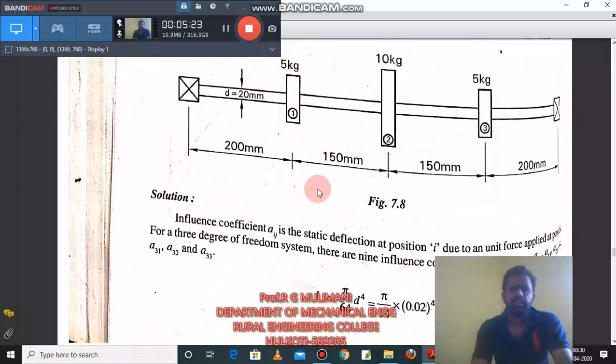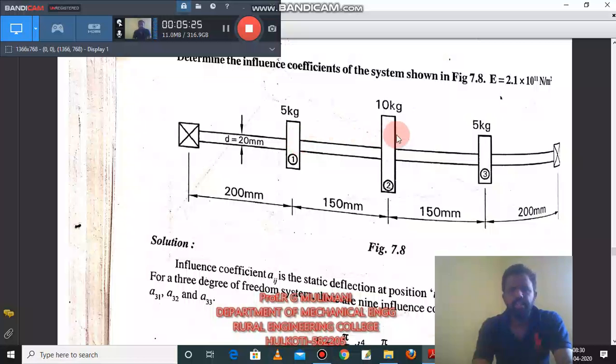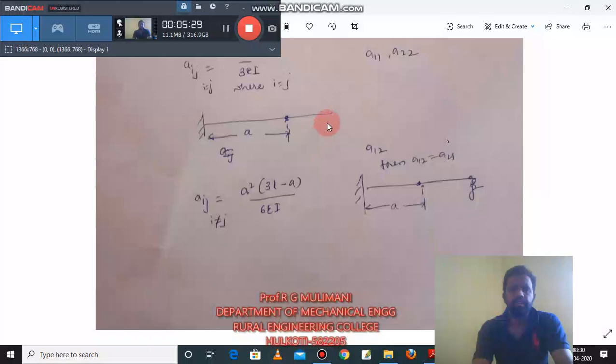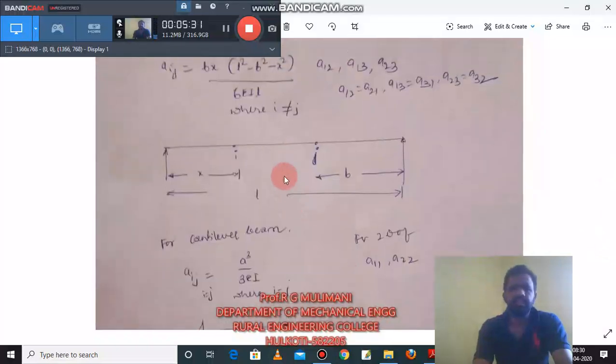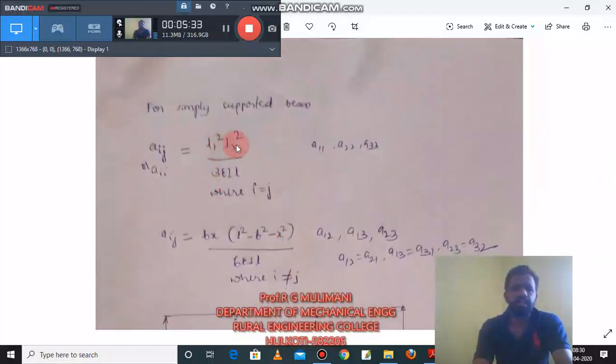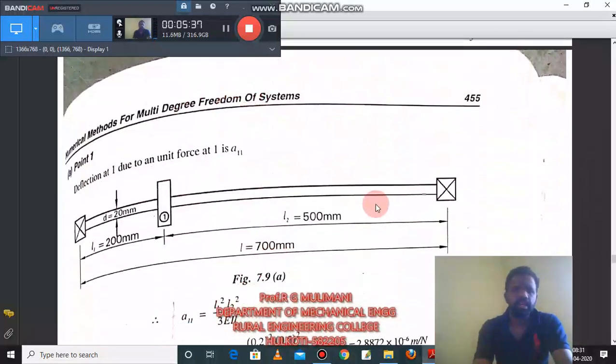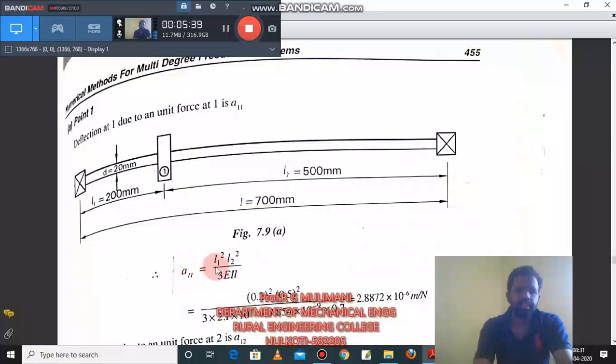To find a11, a22, a33, where i is equal to j, we are using L1 square L2 square divided by 3EIL. You will see here how a11 is calculated. L1 square L2 square divided by 3EIL. What is L1? The position of the mass 1 with respect to the left support, that is 200. It is in millimeters, converted to meters here, 0.2 square.